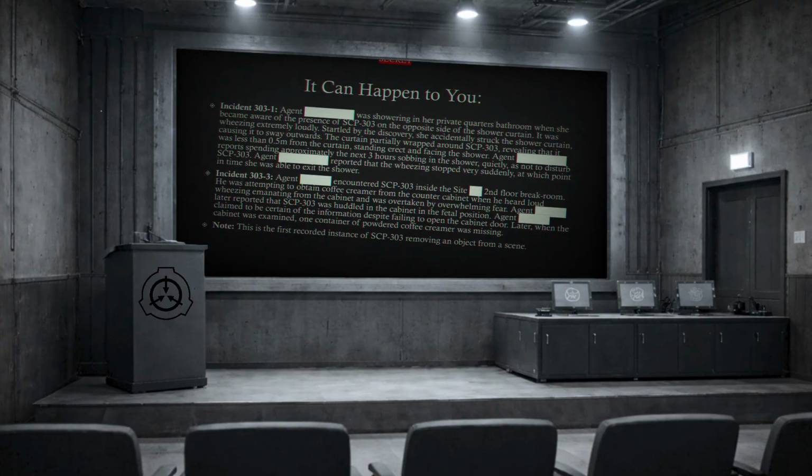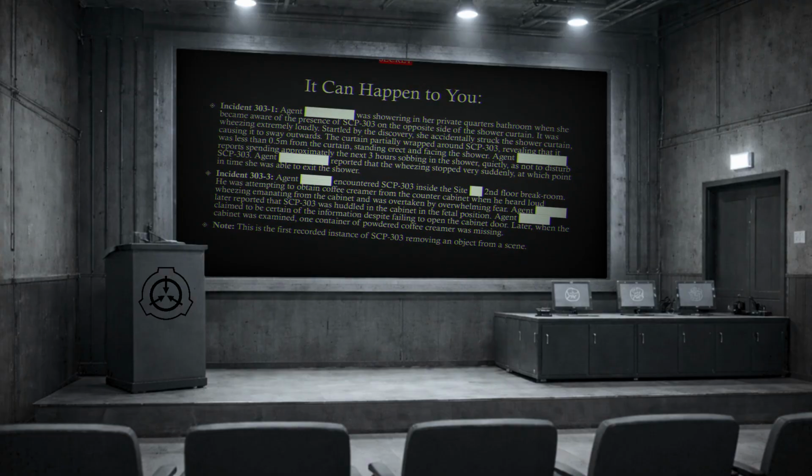Startled by the discovery, she accidentally struck the shower curtain, causing it to sway outward. The curtain partially wrapped around SCP-303, revealing that it was less than 0.5 meters from the curtain, standing erect and facing the shower. Agent reports spending approximately the next 3 hours sobbing in the shower quietly, as to not disturb SCP-303. Agent reported that the wheezing sound stopped very suddenly, at which point in time she was able to exit the shower.